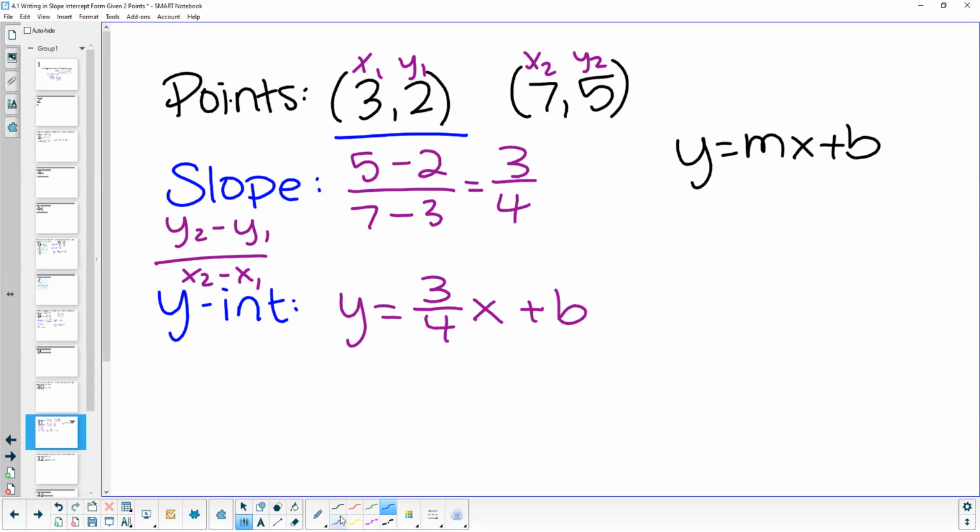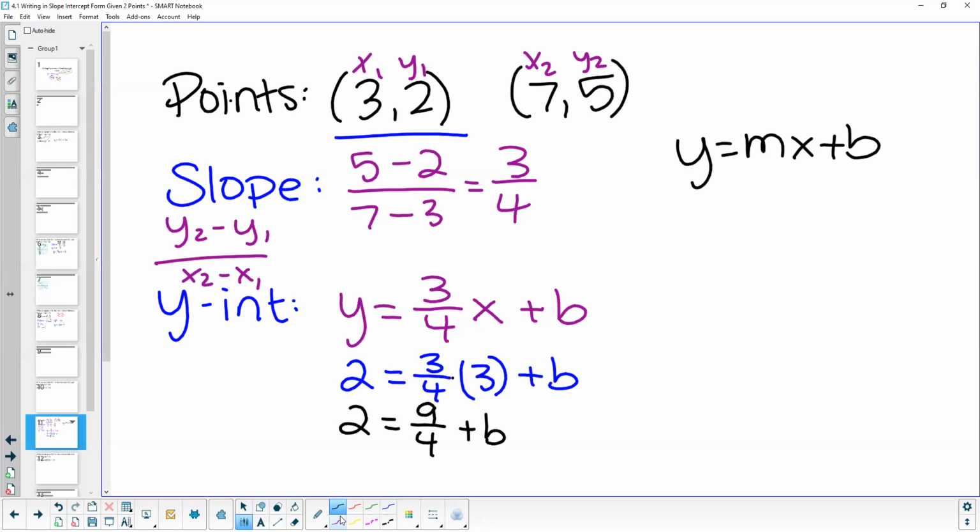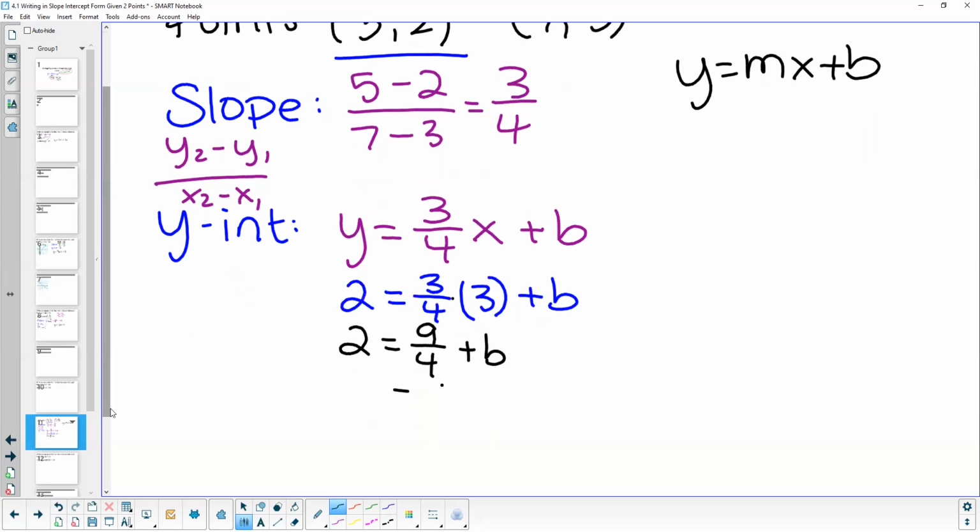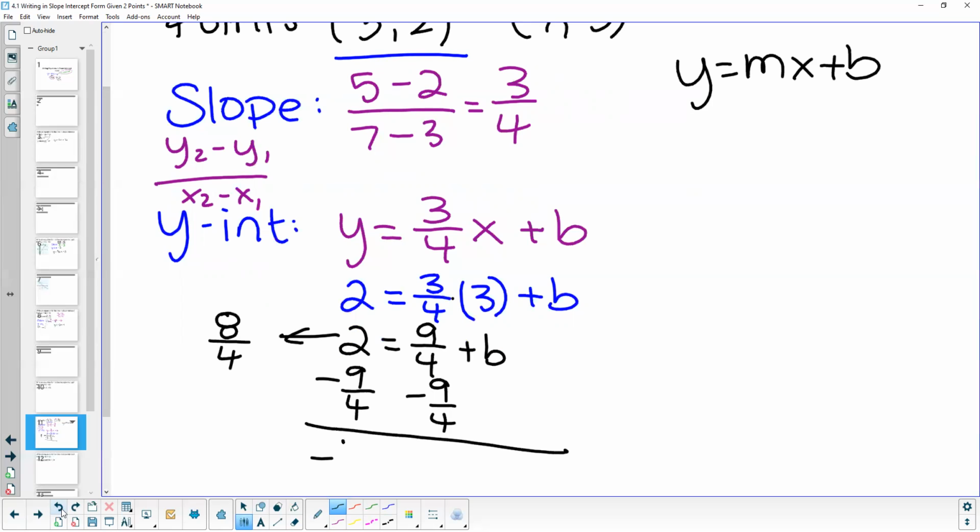So I'm going to start with our first point here. We can start with a 2, because that's our y value, equals 3/4 times our x value, which is 3, plus b. So I'm going to do my 3/4 times 3, and we get 2 equals 9/4 plus b. Then I can continue to solve for b. I can subtract my 9/4 from both sides. And in case you forget, 2 is the same thing as 8/4. So 8/4 minus 9/4 will just end up giving us a -1/4. And all that we have left on this side is b.